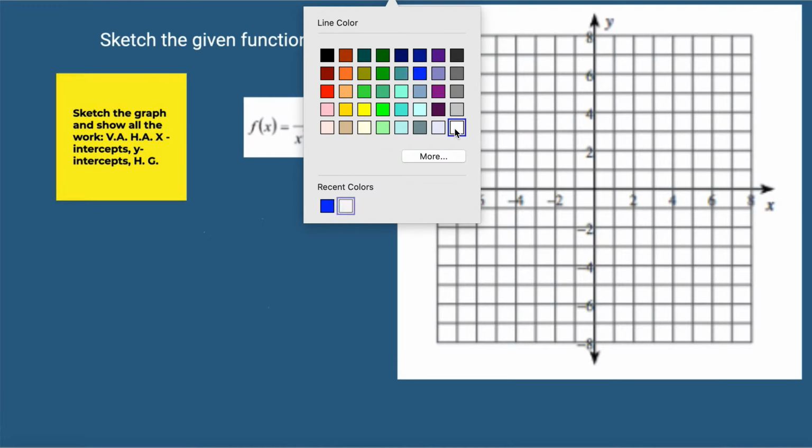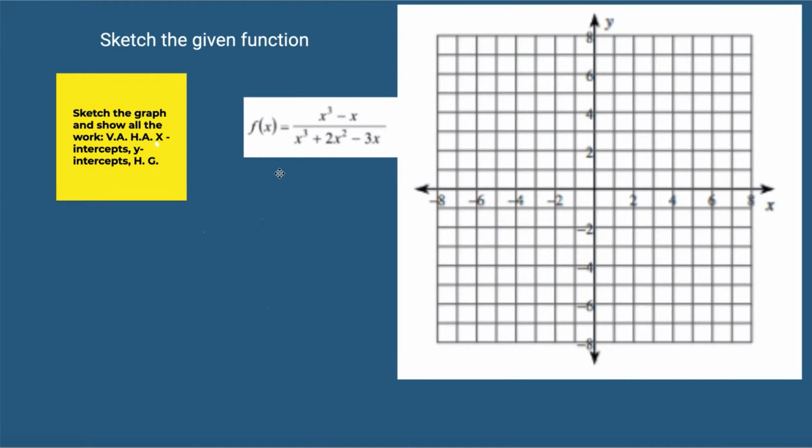Okay, let me take a white color here. So now let's factor this function. So this here is, let me erase everything. So this is x cubed minus x divided by x cubed plus 2x squared minus 3x. First of all, let's take the numerator, x cubed minus x, and factor. The factors are x times x squared minus 1.